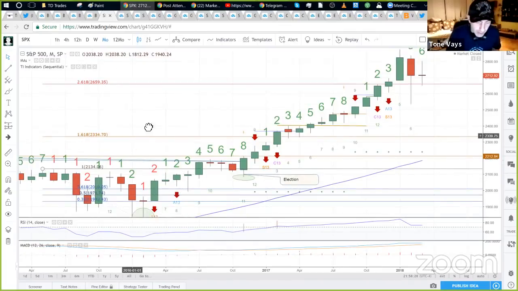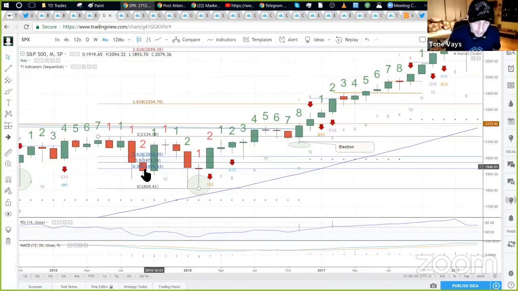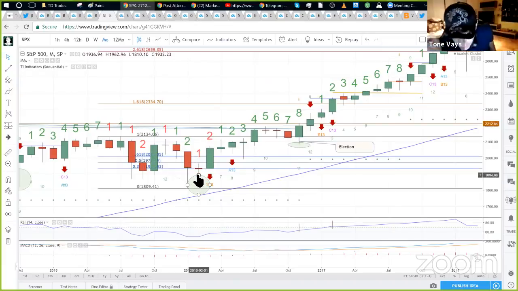Now notice how in both of these drops based on monthly candles back in 2015, the red 2 never went below a red 1. A red 2 never went below a red 1. There was never a short indication on a monthly chart of the S&P 500.